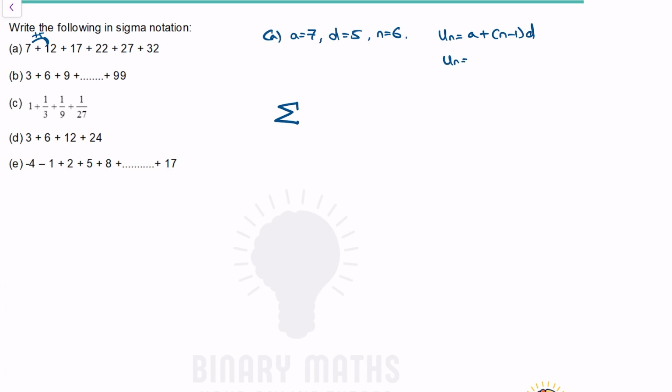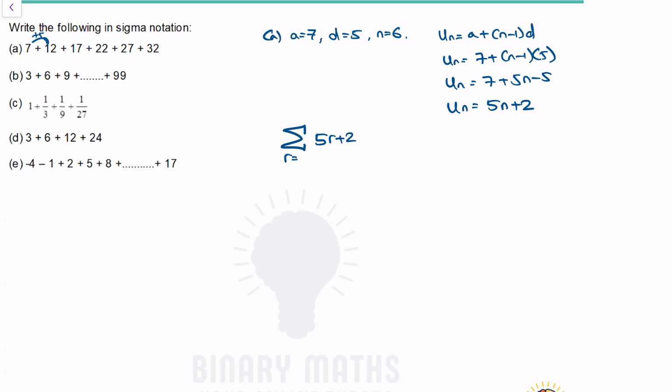So it's the same thing as un is equal to a, which is 7, plus n minus 1, we don't know what n is, times 5, which is equal to 7 plus 5n take away 5, which means un is equal to 5n plus 2. So that is the expression to find the nth term. So if I want to write it as a summation of r equals, the expression will be 5r plus 2. It can be 5n plus 2 if you want, it doesn't matter.